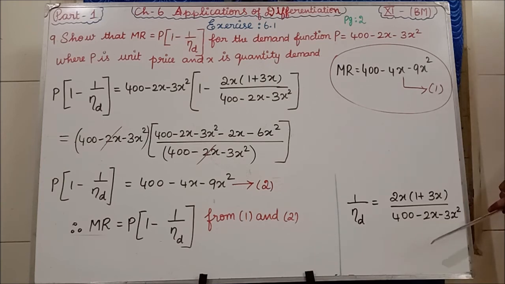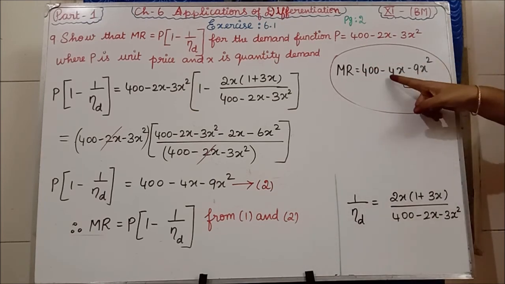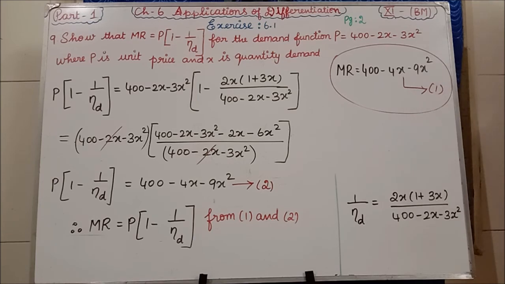Isn't it in page number 1? Students, in page number 1, what is the marginal value we have got? 400 - 4x - 9x². Mark that as equation 1. I have left it to put equation 1; you write it when you are writing in the classwork. That is our equation 1, that is our left hand side. Now we are going to prove the right hand side.